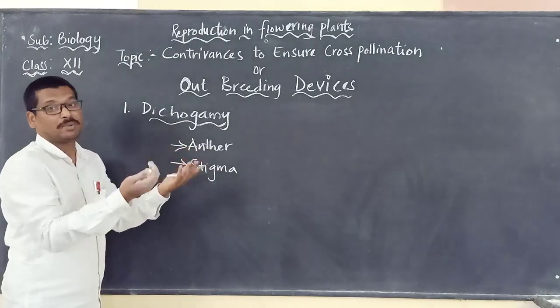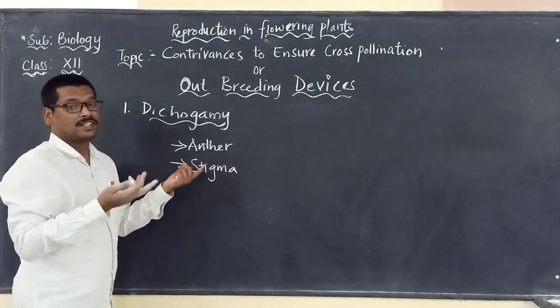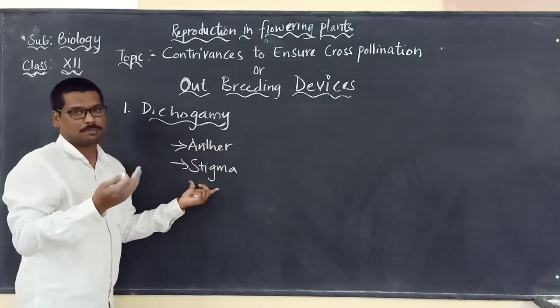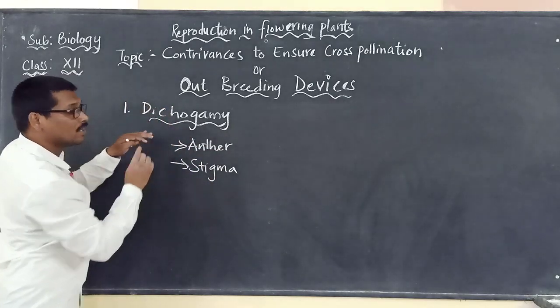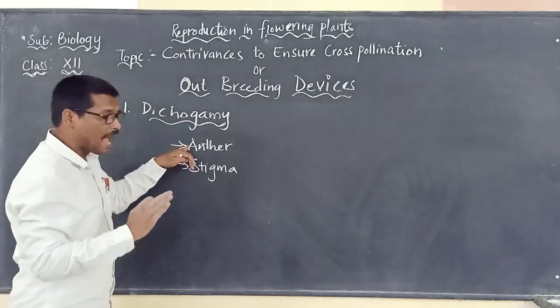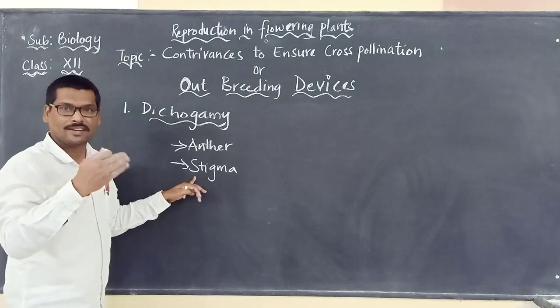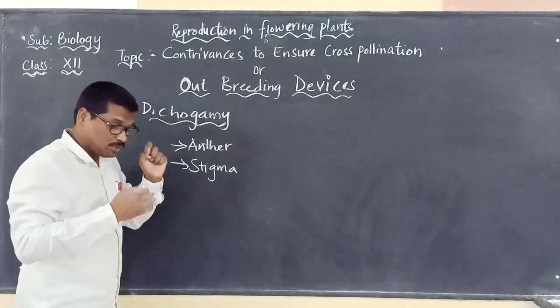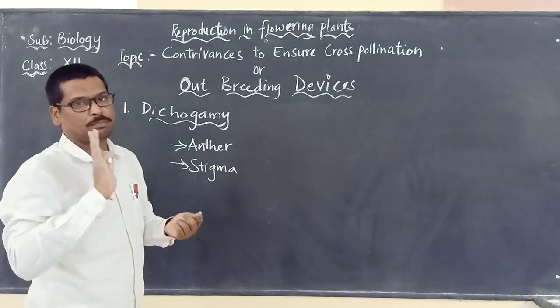By then the anther may dehisce, which means it ruptures and releases the pollen grains, so there will be no pollen grains to fall on the stigma of that flower. So that's what we have to remember when we talk about dichogamy. Dichogamy means the anther matures at one time and the stigma matures at another time, due to which self-pollination is not possible.